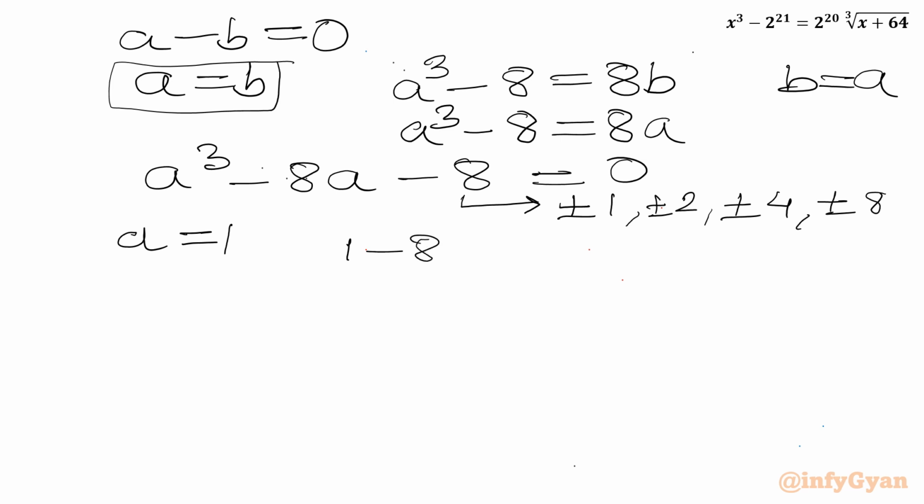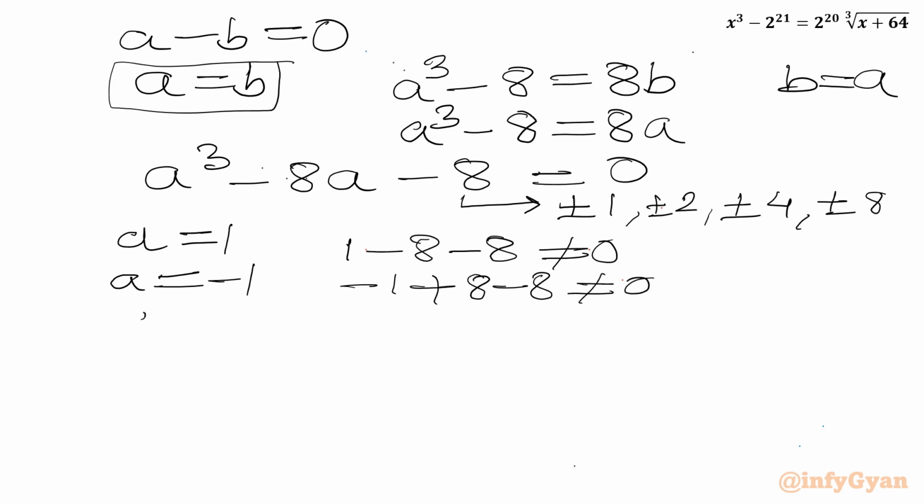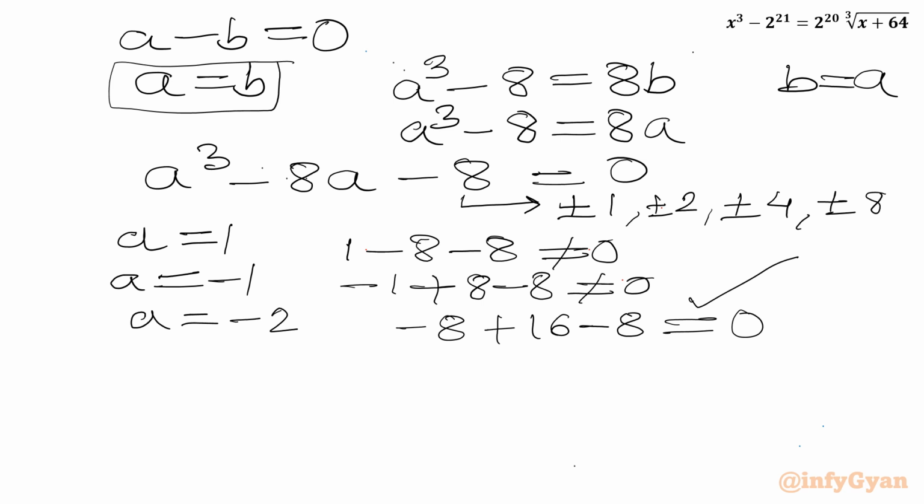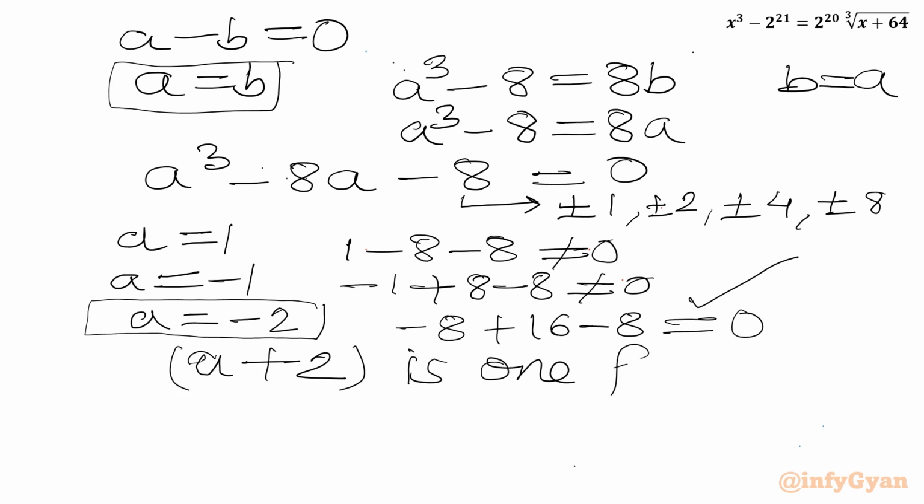So 1 minus 8 minus 8. No, it won't give us RHS 0. Let us consider a equal to negative 1. So minus 1 plus 8 minus 8. Again no. If I plug in a equal to negative 2, then minus 8 plus 16 minus 8. Yes, plus 16 minus 16 is 0. So I can say a equal to minus 2 is our base solution, or a plus 2 is one factor of cubic equation.